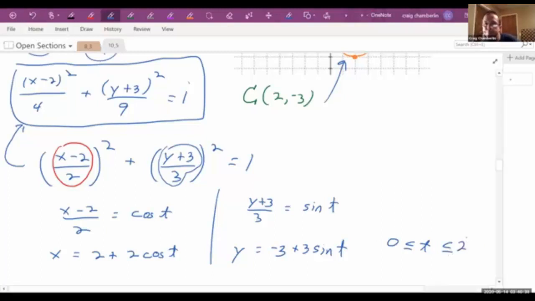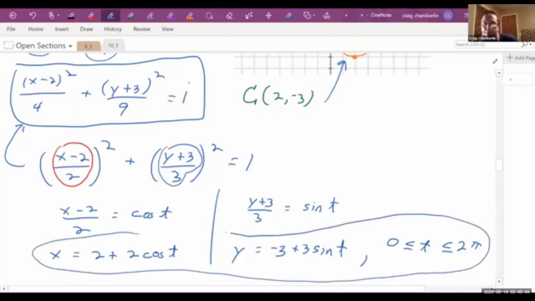Otherwise, you're tracing it out more than once if you go to the left of 0 or to the right of 2 pi. So these would be your parametric equations. And I just wanted to remind you of that because you studied that in chapter 10 a little bit. And that for sure you're going to need to know, not only in this class, but in Calc 3. It's going to come up a lot.